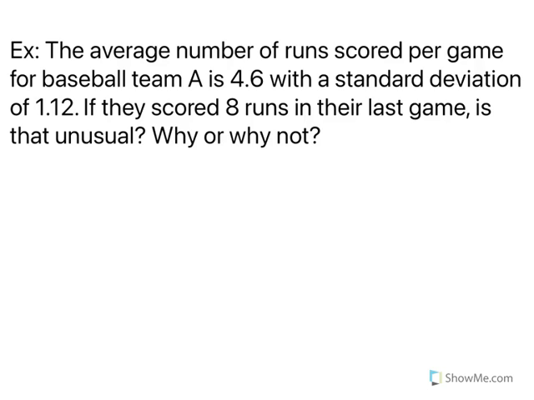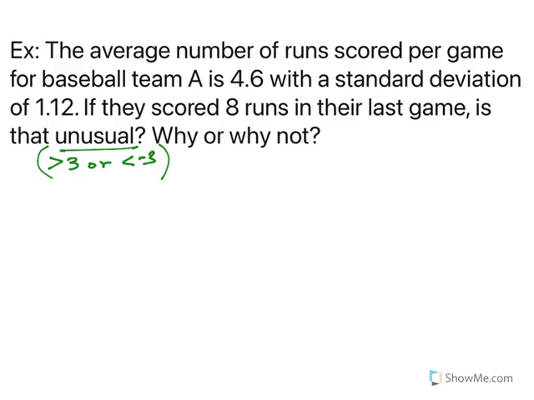The average number of runs scored per game for baseball team A is 4.6 with a standard deviation of 1.12. If they scored 8 runs in their last game, is that unusual? Why or why not? Okay, so to be unusual, remember that means it's either greater than 3 or less than -3. So that's what we're kind of looking at here.